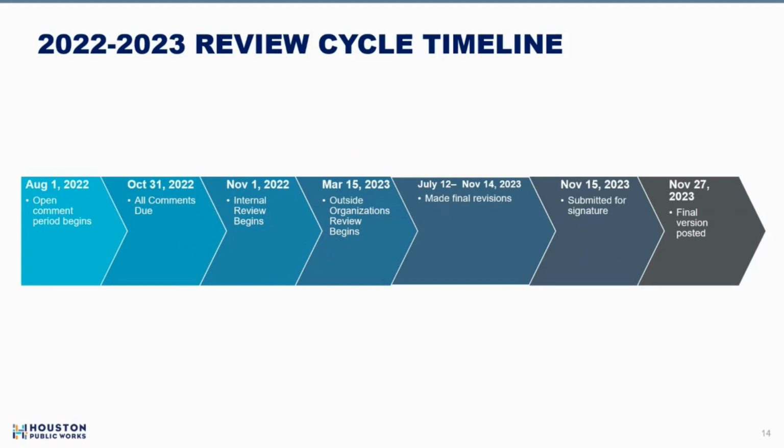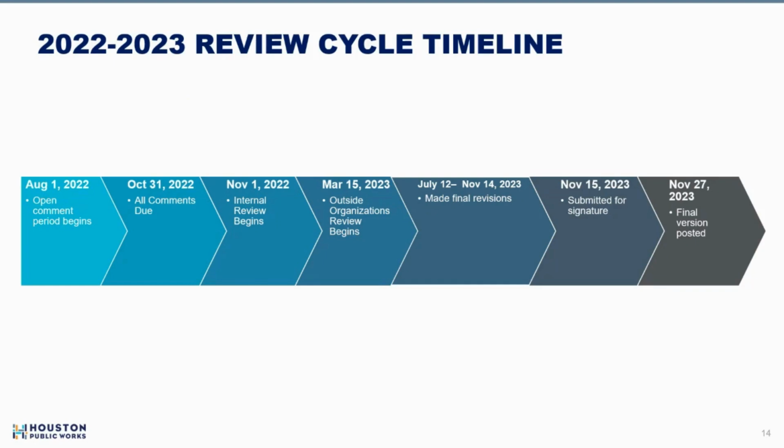This is the timeline for this year's review process. This is a similar process that we followed last year and how we'll continue operating moving forward. The cycle follows the city's fiscal year, but due to extensive changes this year, extended beyond the end of the fiscal year. The open comment period began in August.